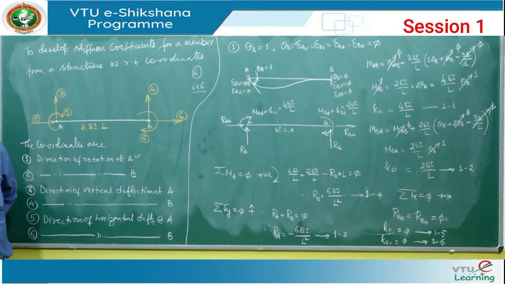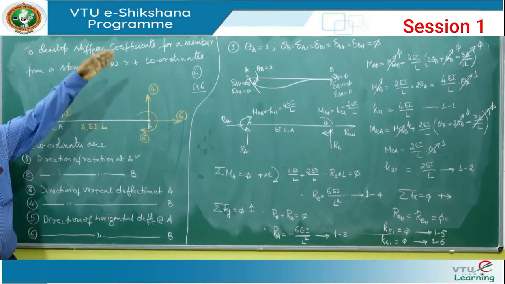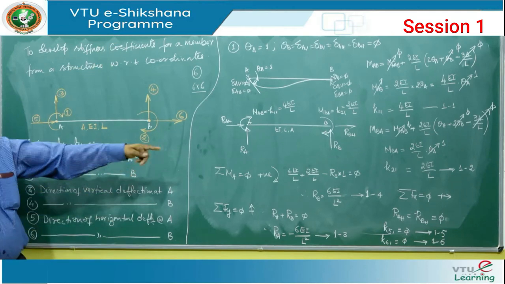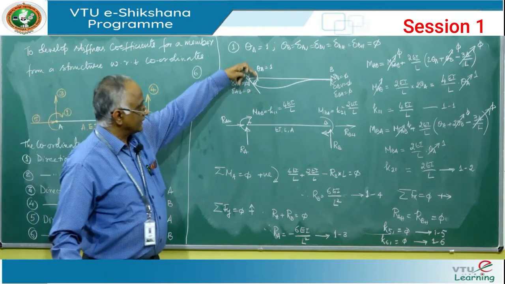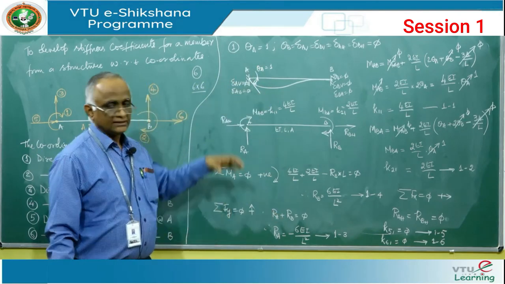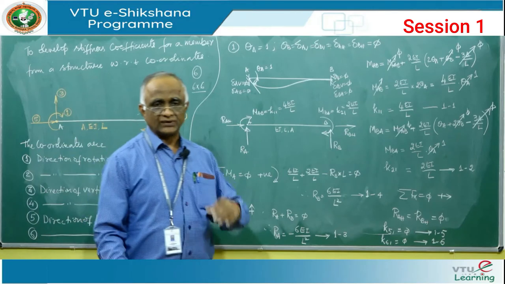So the first column of your stiffness matrix, 6 elements, K11 to K61, is obtained by applying unit rotation along coordinate 1, that is theta A equal to 1, and we found all the values. That comprises 6 values.